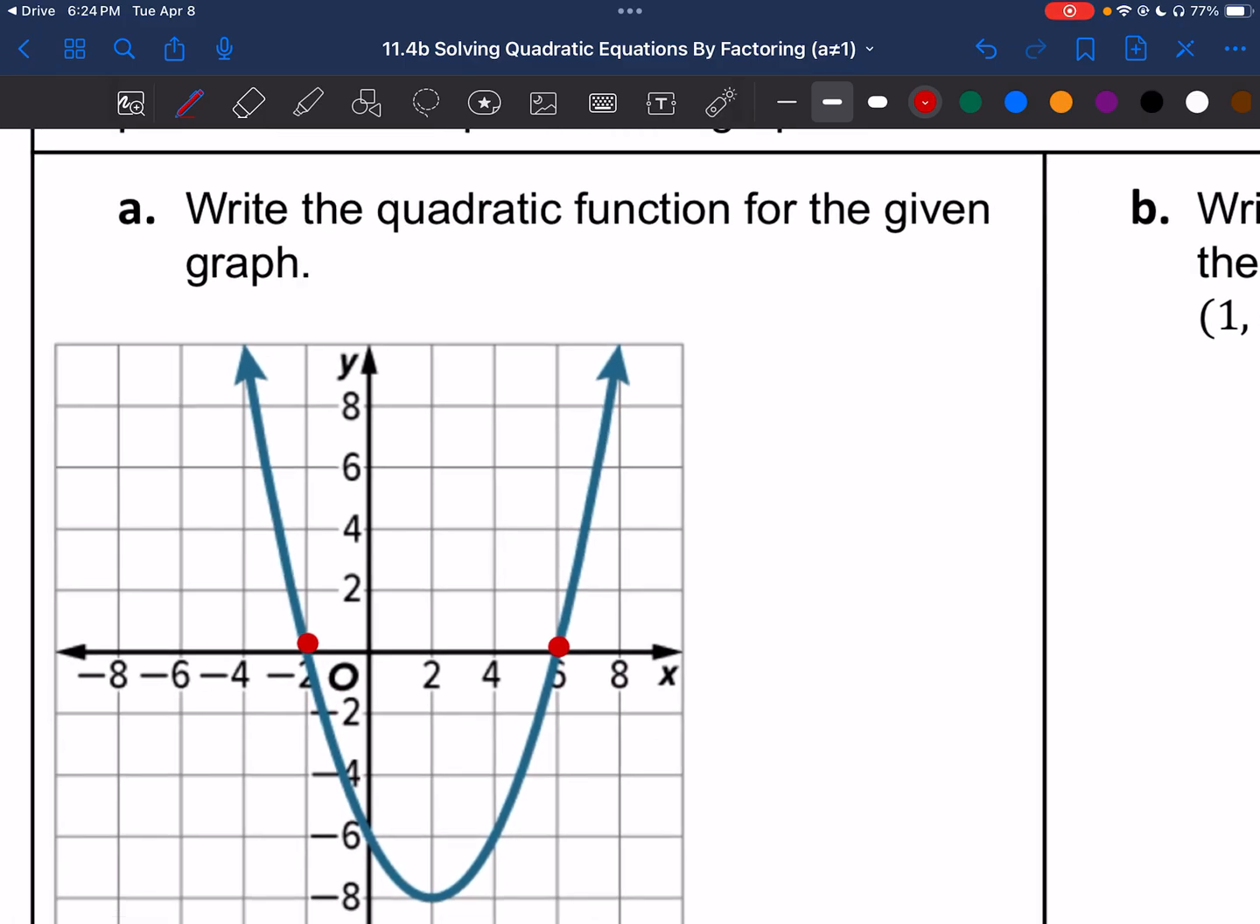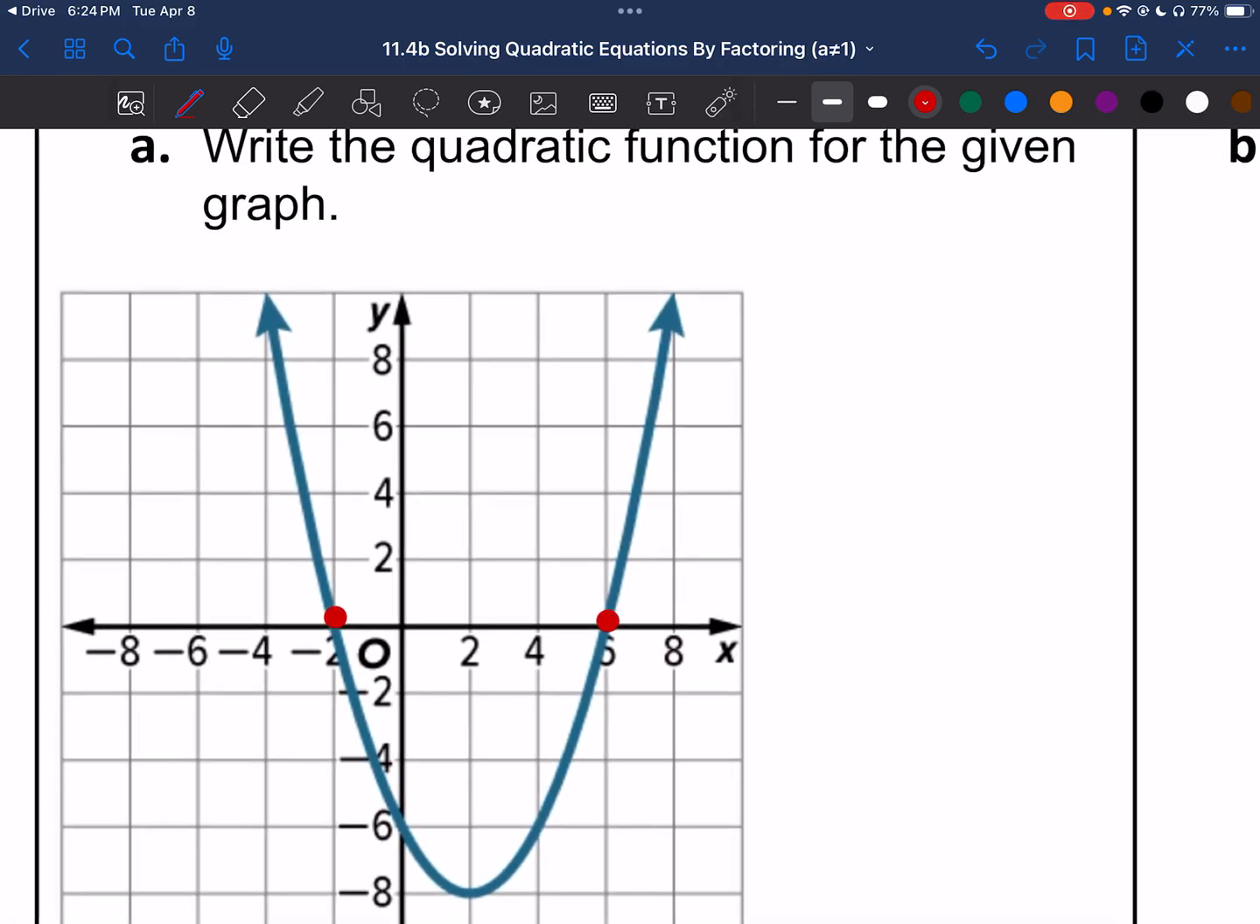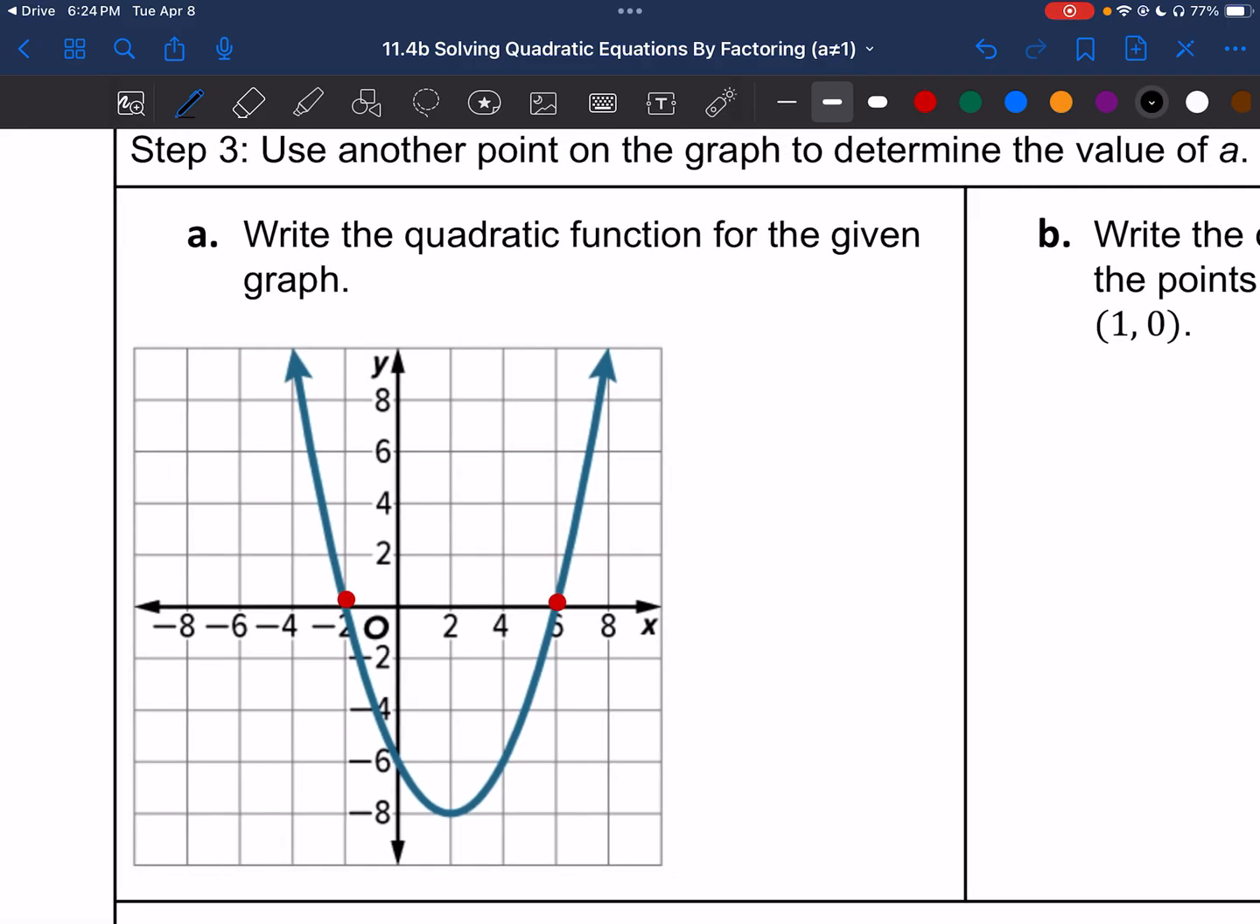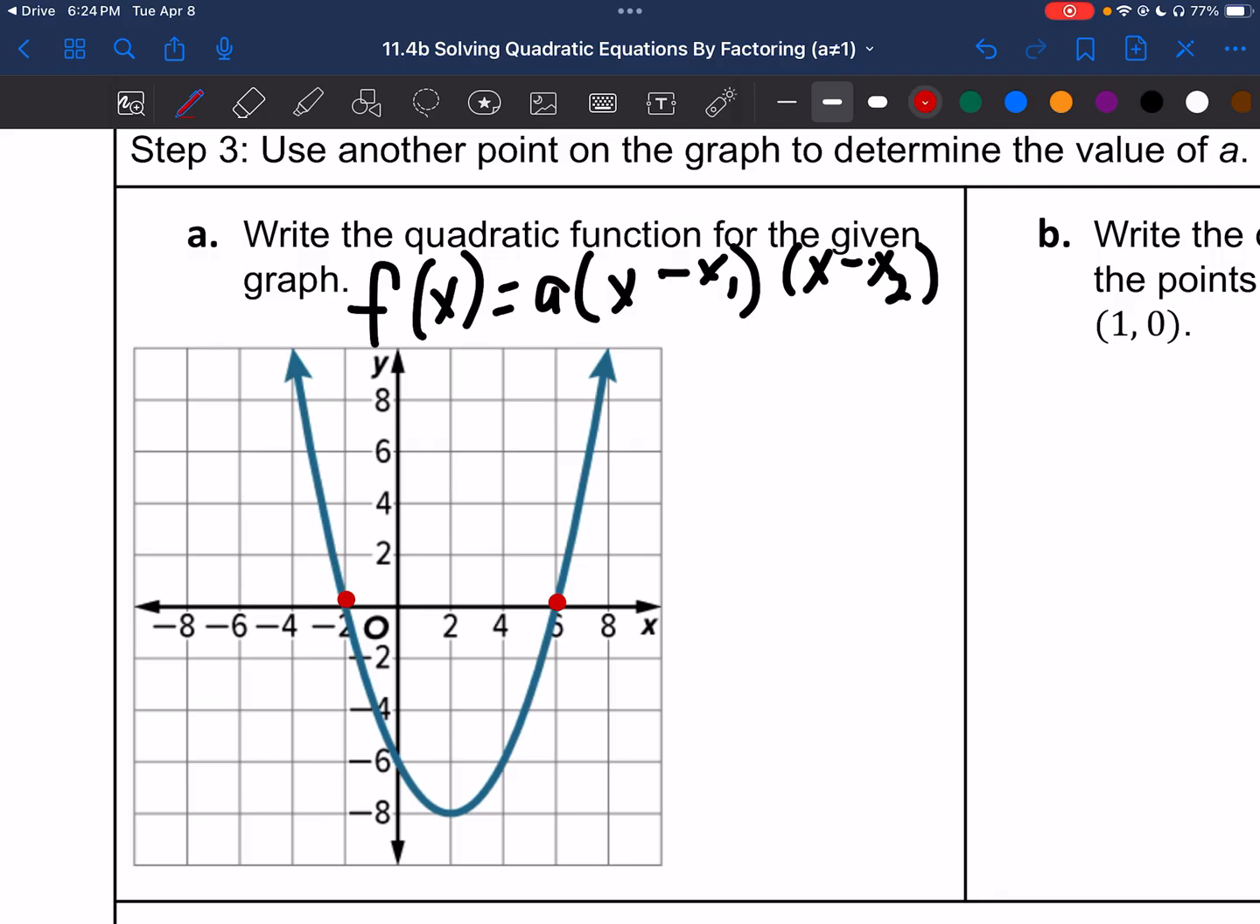So I know the generic form of an equation is f of x is equal to a times x, and it's going to be either minus or plus. We'll say minus x1 times x minus x2. All right, so we need to figure out what are my two solutions. So we have negative 2 and we have positive 6.